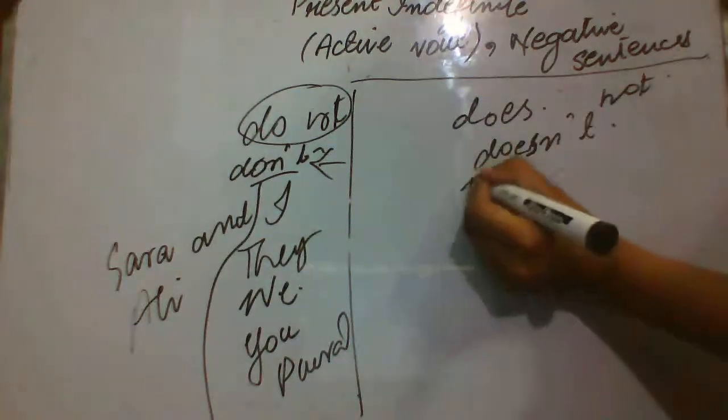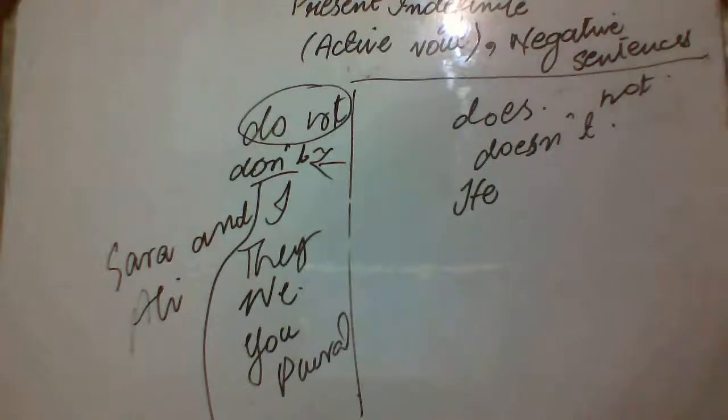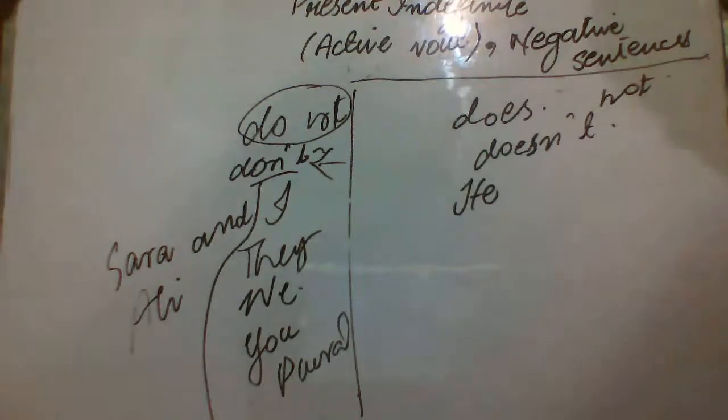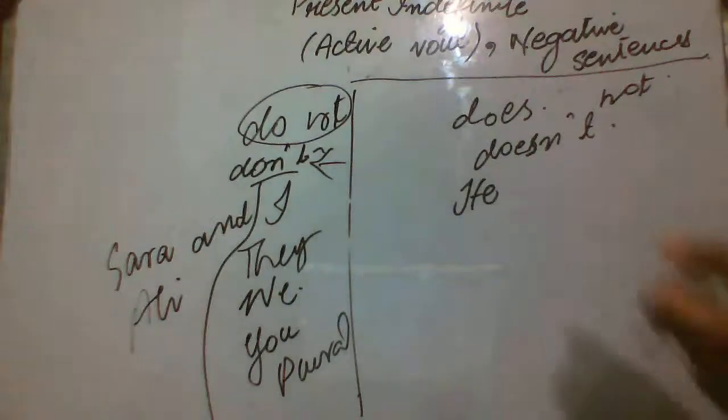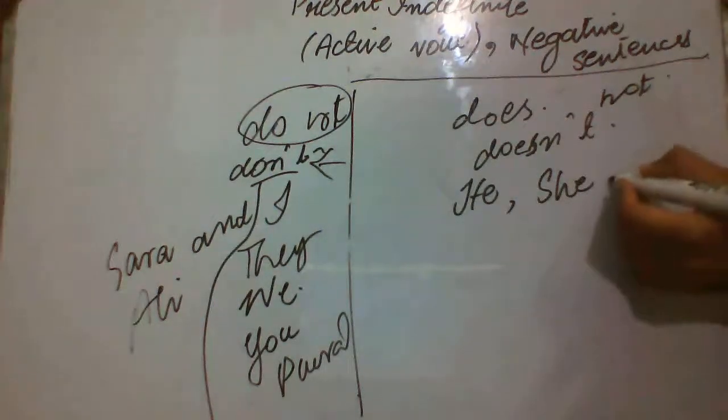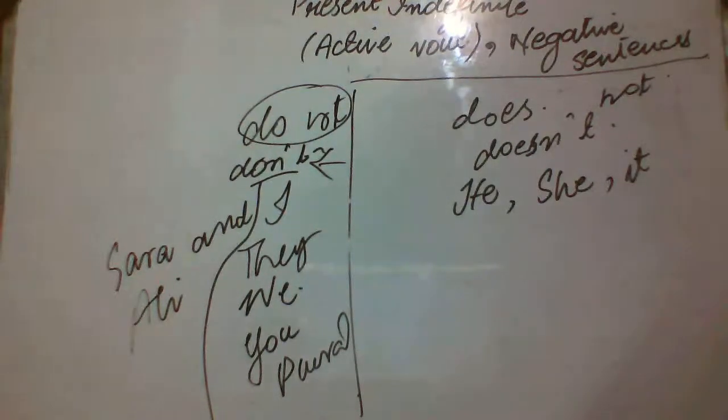He does not want to eat it, or he doesn't want to eat it. But this time, I'm not going to use the short words like he doesn't want to eat it or she doesn't want to eat it. I would simply say he does not want to eat it. She does not want to eat it. It does not want to eat it.